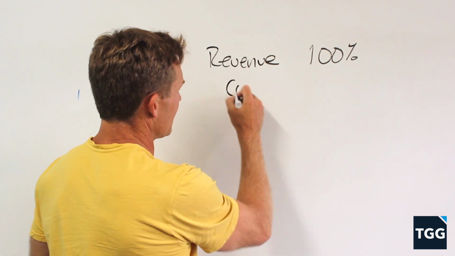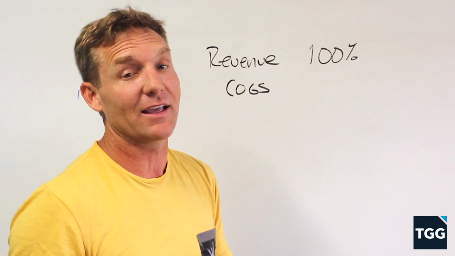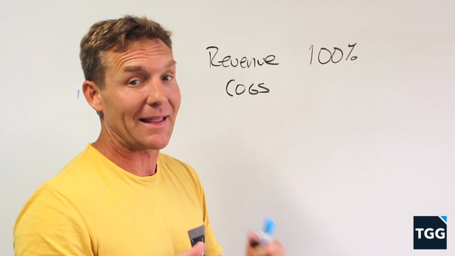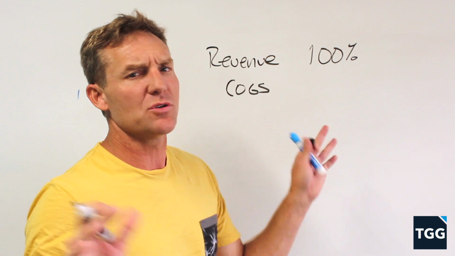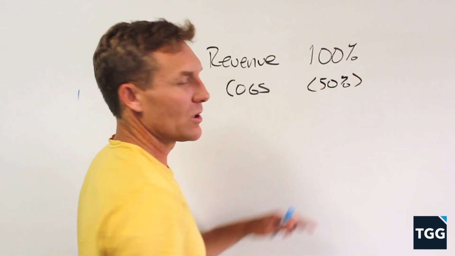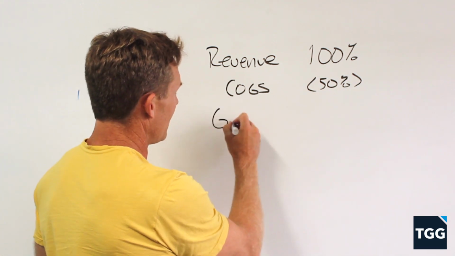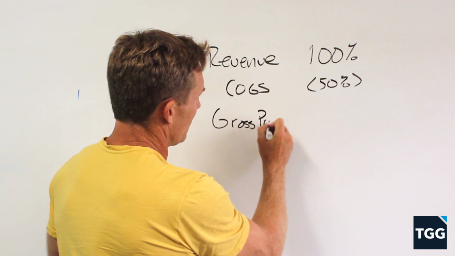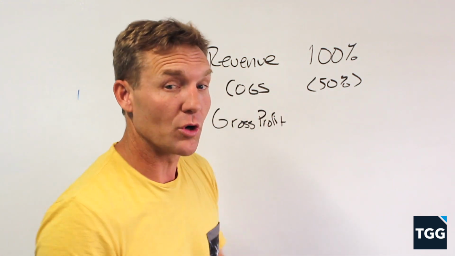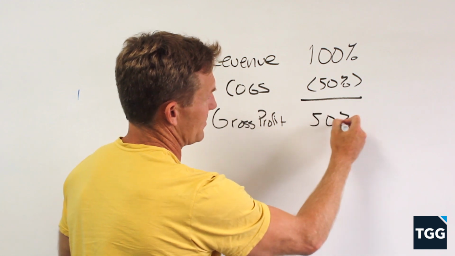The next part of the basic business model is cost of goods sold. That is the cost of the goods that you are selling. I know that sounds ridiculously simple, but that's what it is. And in this case, I'm just going to use a random example and say that it's 50%. So cost of goods sold is obviously a cost. That leads us to the third part of the basic business model, which is gross profit. Now, gross profit is the product of these two, so it's now 50%.